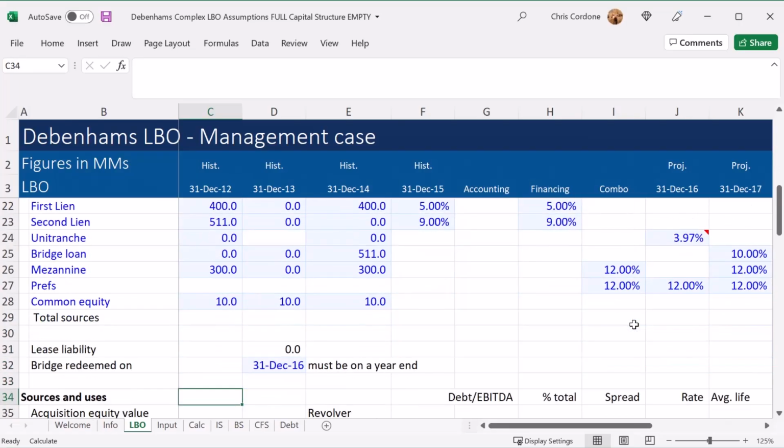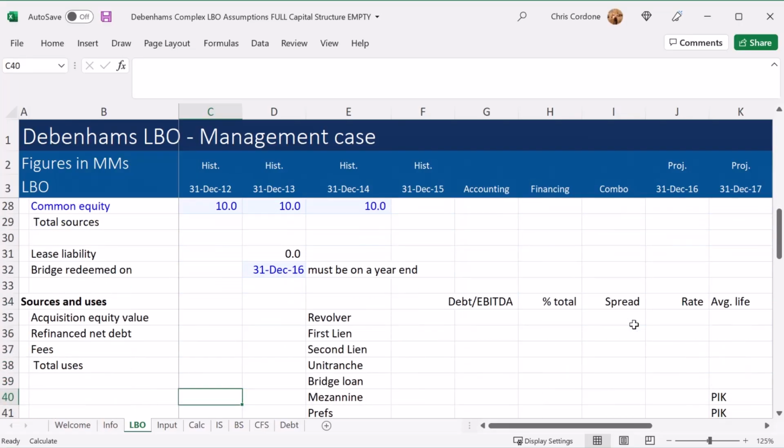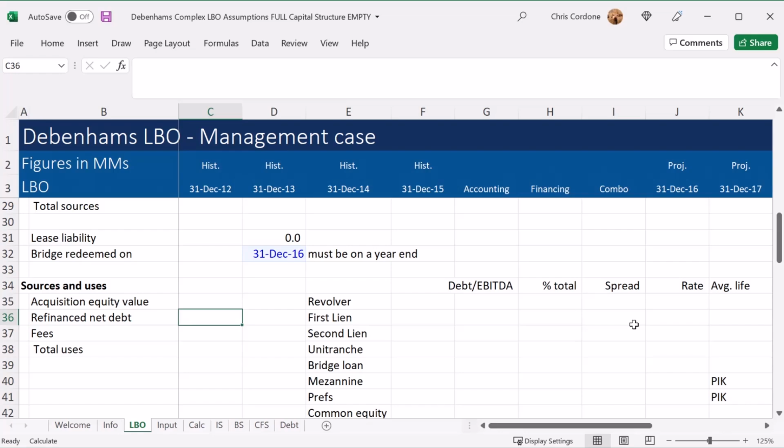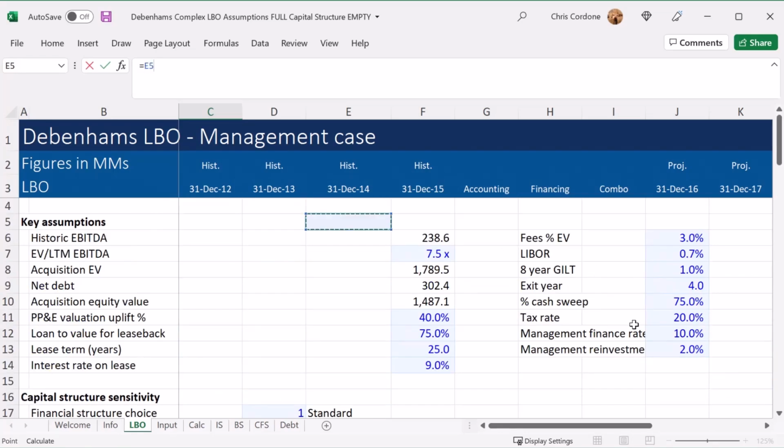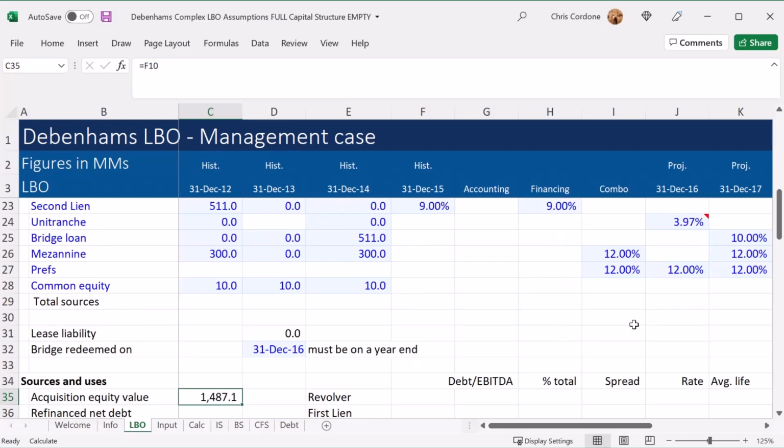So let's go down to the sources and uses, and we'll just start filling this in, and then we'll come back and see where we are. Our acquisition equity value is going to be what we calculated above, and that is the 1487.1.